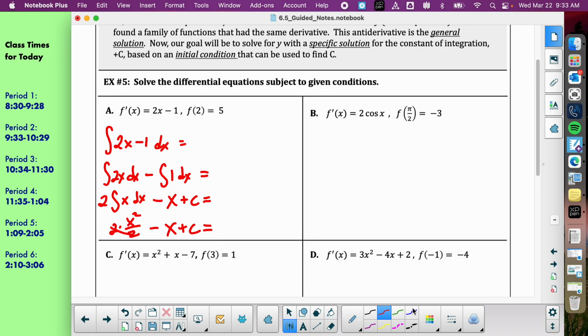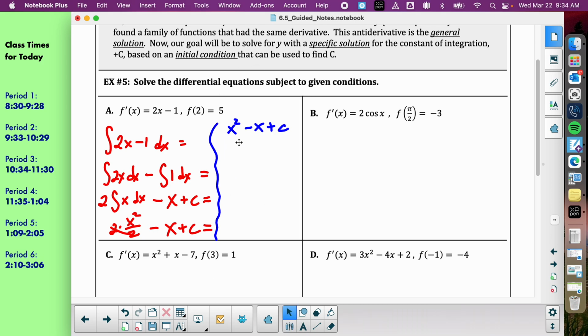Okay, so I'm going to kind of separate this. So we've got x squared minus x plus c. I didn't leave enough room. Okay.